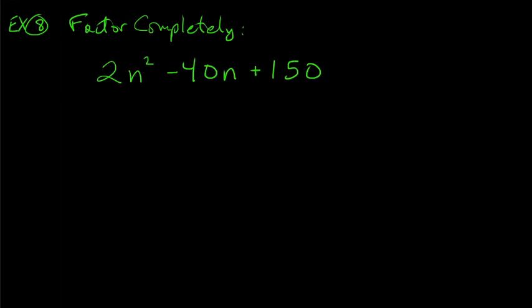Okay, factor completely 2n squared minus 40n plus 150. Okay, so GCF is 2 because they're all even numbers, and the smallest factor is 2. So again, factor out the 2, leaving you with n squared minus 20n plus 75.